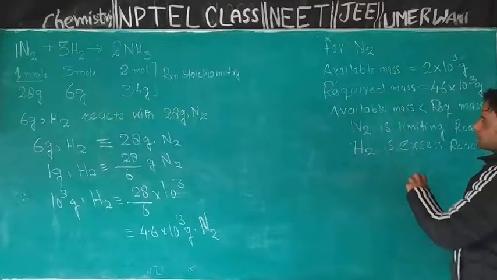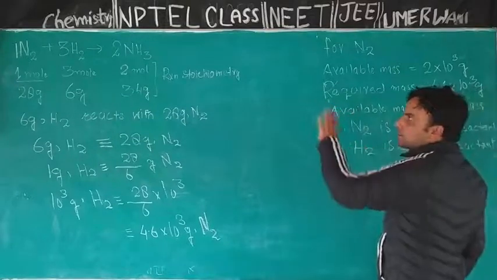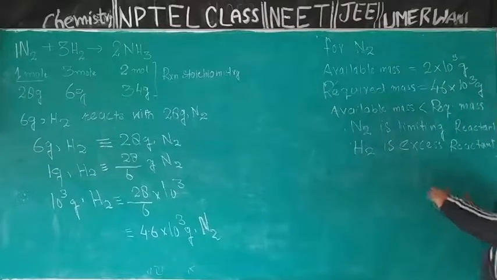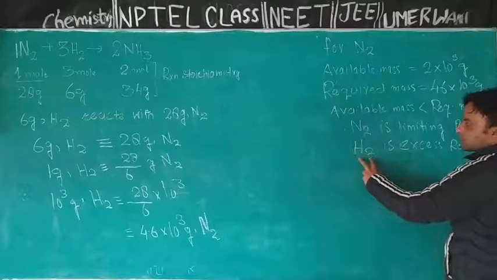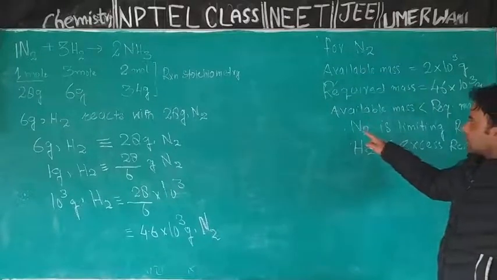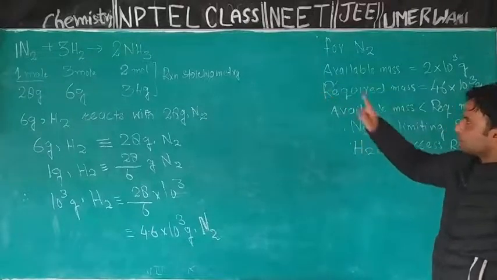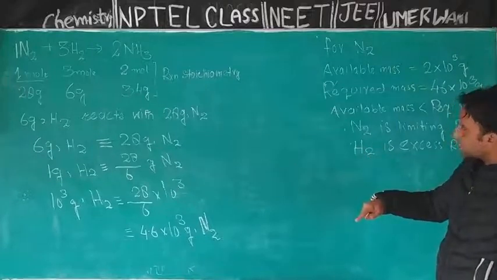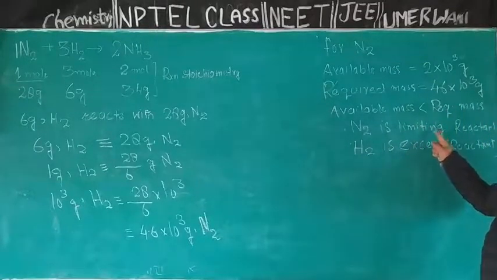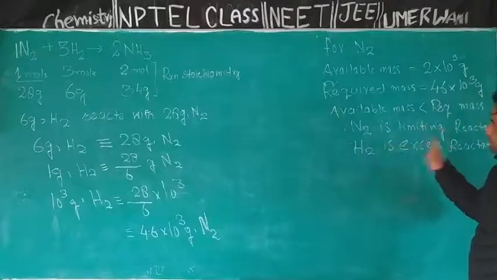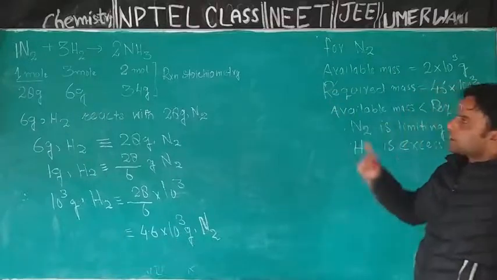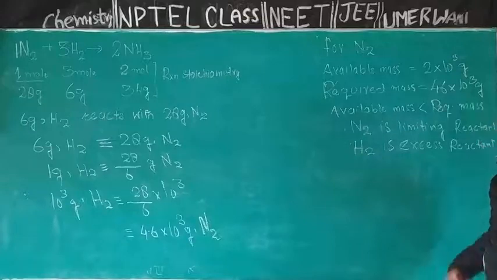Now this information is very important for me because it will allow me to find how much mass of ammonia is formed, and how much mass of hydrogen will remain unreacted. The unreacted mass of hydrogen will be equal to the available mass with which we start the reaction minus the reacted mass. We have to calculate the mass of ammonia formed and how much mass of hydrogen will react, so that we can calculate how much will remain unreacted. For this, the limiting reactant decides the fate of the reaction.